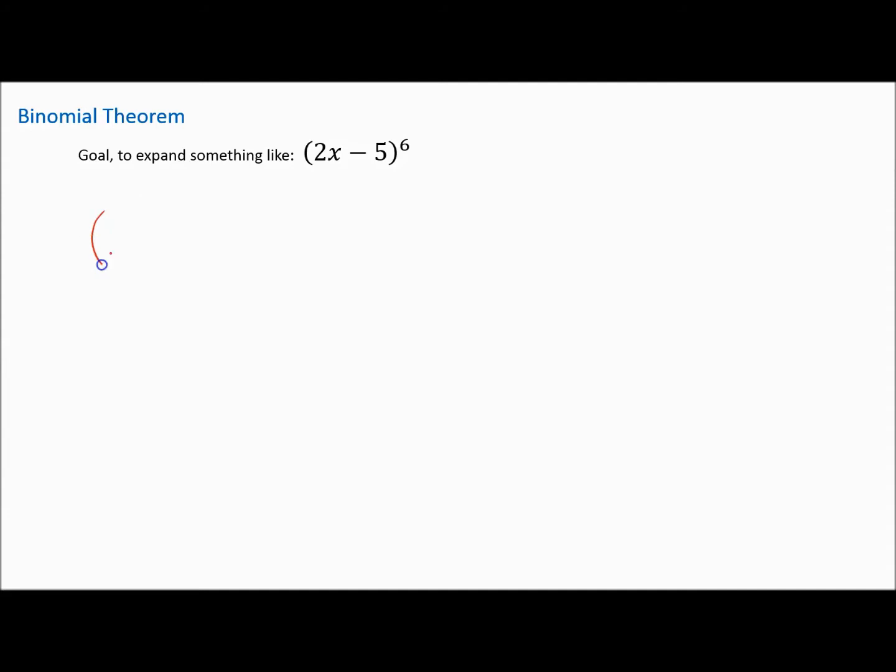2x minus 5 to the 6th means we multiply 2x minus 5 times 2x minus 5 times 2x minus 5. You see where I'm going here? Think about how much work this would actually be. Okay, how many is that? 2, 3, 4. That's just 5 of them. Then what would we have to do?